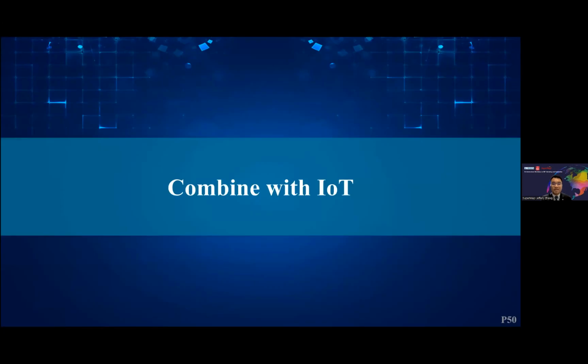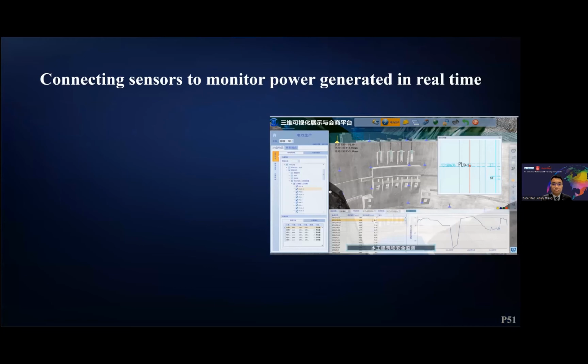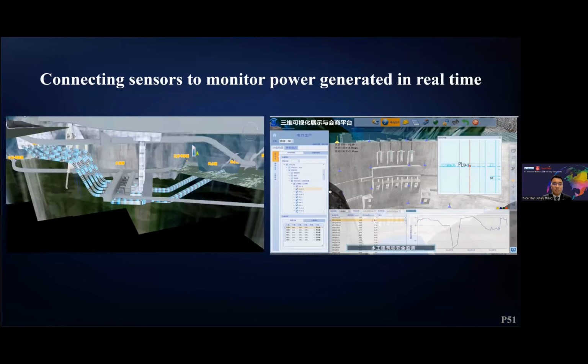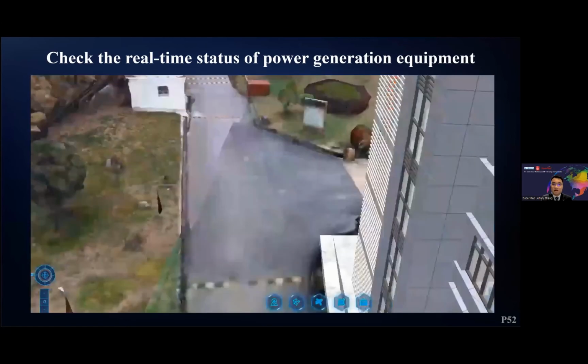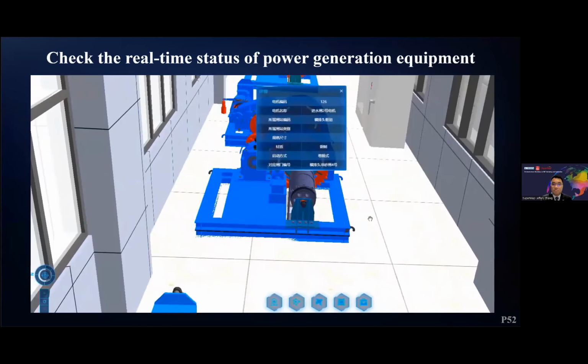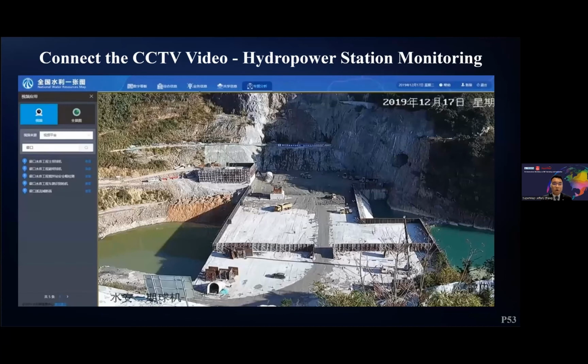And for more, when we do the facilities management, it also needs to combine with some IoT equipment. So this is some sensor connecting to monitor the power generation in real time. And also to check the real-time status of a power station and some equipment. For more, you can also connect the CCTV video. So this is an effect to connect the hydropower station and to do the monitoring.